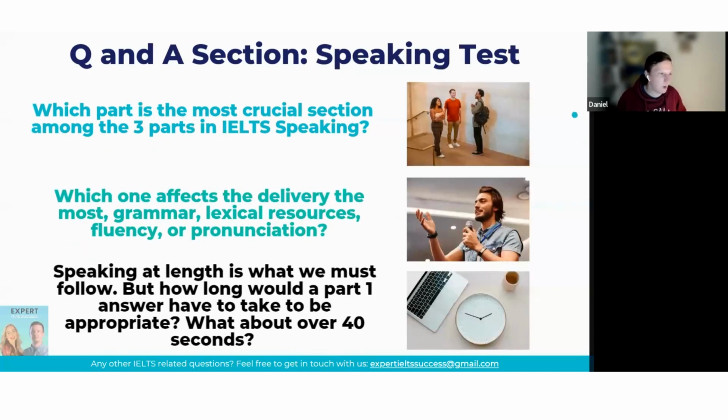So next one. Which part is the most crucial among the 3 parts in IELTS? So which one is the most important, Claudia? Is there a specific one that's the most important that we have to do really well in? Well, yeah, once again, I understand why they're asking this question, and I would say that part 2 and part 3 hold more weight. But that doesn't mean that part 1 is not important. Yes. And I think it's important to know that, so that when you're preparing your student, you don't spend too much time on part 1.